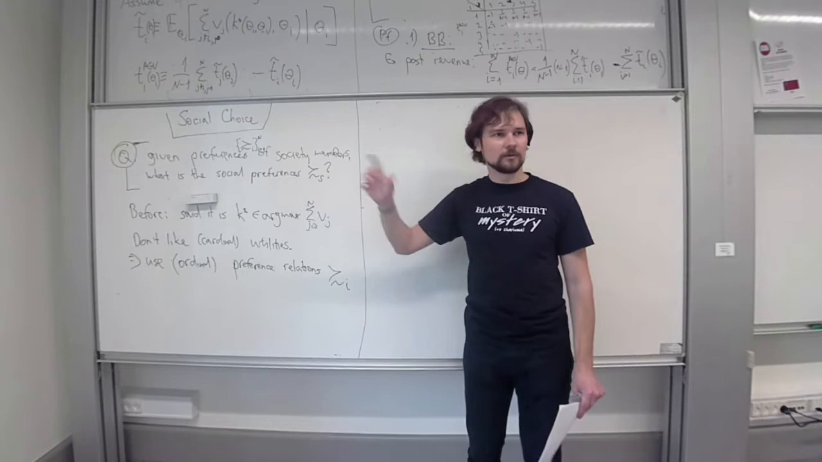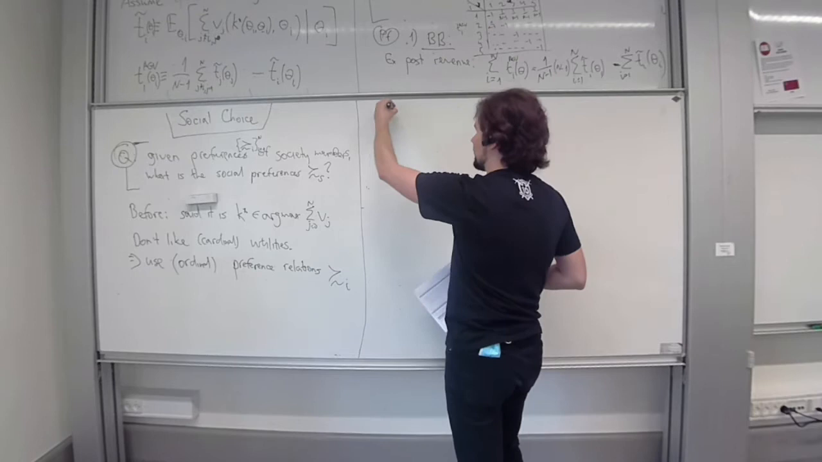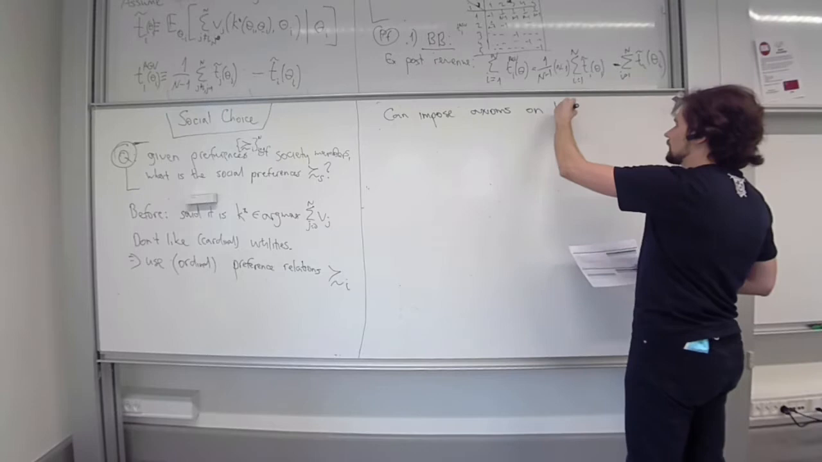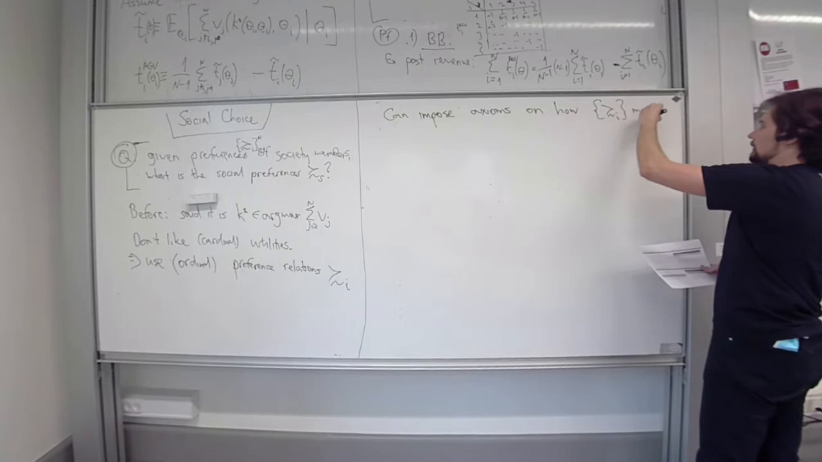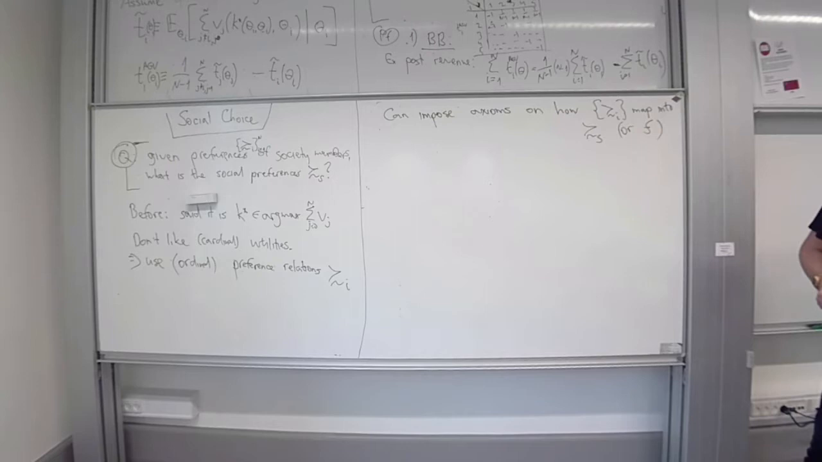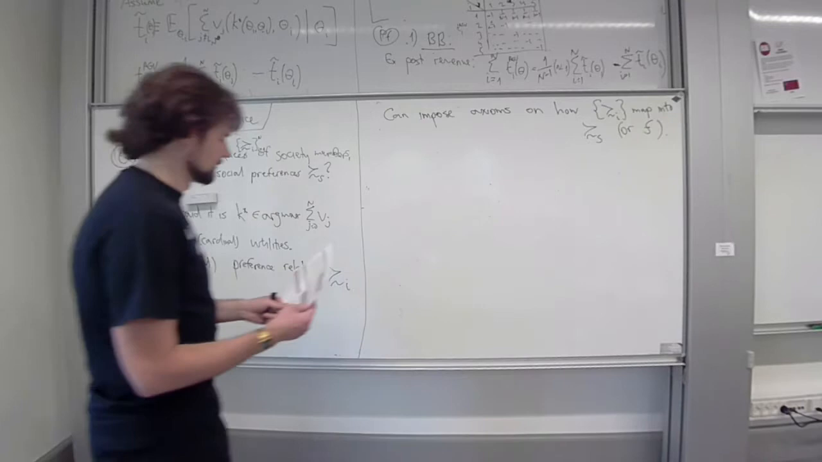So I call this the axiomatic approach, and everyone else does as well. So we can impose axioms on how a collection of individual preferences map into social preferences. Again, or a social choice function F. I will kind of work with both of them at the same time. What kind of axioms can we think about? So what are the requirements that you can think of without looking at the slides? What constitutes a good preference?